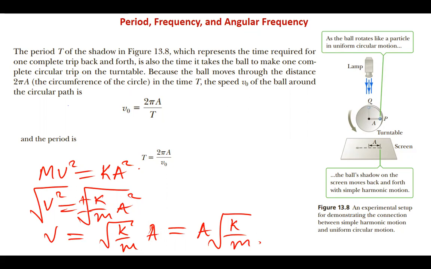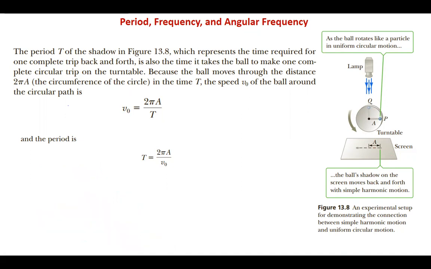So this is the formula. Of course, it's supposed to have plus or minus. This is the formula for the velocity. So the velocity is negative when the shadow of the ball is going to the negative side, and the velocity is positive when it's going to the positive side of the equilibrium point. Yeah, so let's now look at what I was talking about.